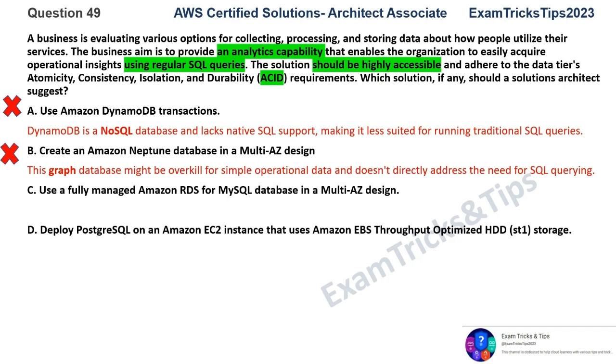Then that leaves us with option C and option D. Now, option D is PostgreSQL on Amazon EC2. Now, why do we want EC2 in this case? Managing this on EC2 introduces complexity and eliminates the benefit of having a managed service.